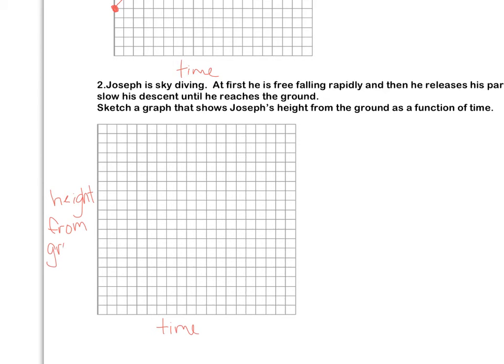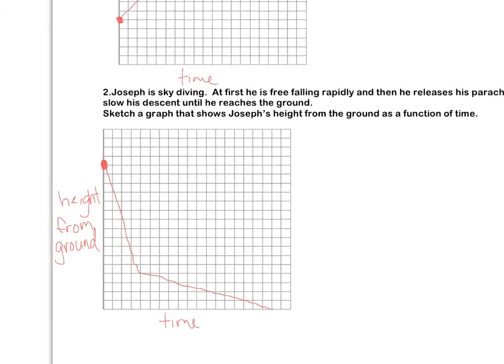So if we take a look, he's flying in the airplane, so the height from the ground is going to start up pretty high. Now it starts out, he free falls, so he's going to fall really fast until he lets out his parachute. Once he lets out his parachute, he's going to slowly, gradually make it to the ground. So your graph should look something similar to that.